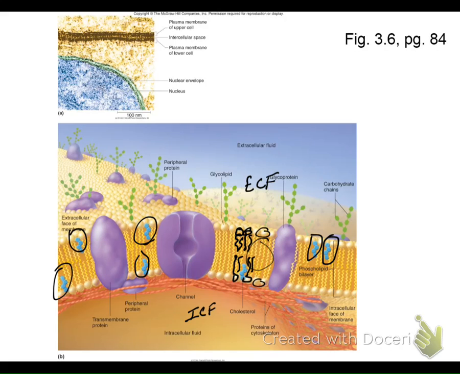Notice we have carbohydrate chains associated with phospholipids and with certain proteins. What do these carbohydrates make up when you look at the plasma membrane? They stick up into the extracellular fluid. These are sugar molecules attached to proteins and to phospholipids.